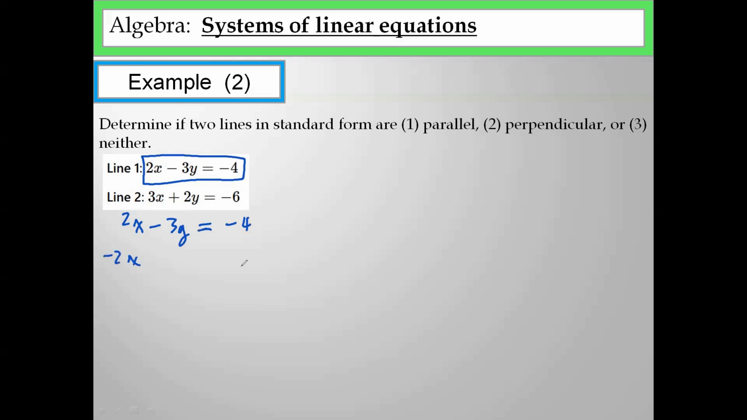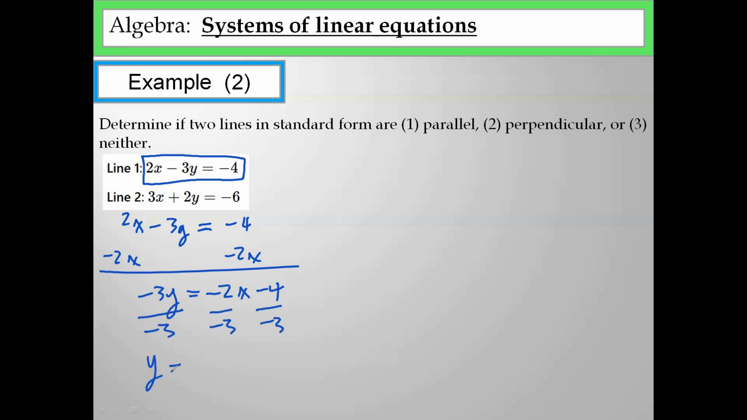So we're going to subtract 2x from both sides of our equation, carry down the negative 3y, which is now going to equal negative 2x minus 4. Divide every single term by negative 3. And we end with y is equal to 2/3 x plus 4/3. Now that our equation is in slope-intercept form, this lets us know that our first slope is 2/3 and our first y-intercept is 4/3.